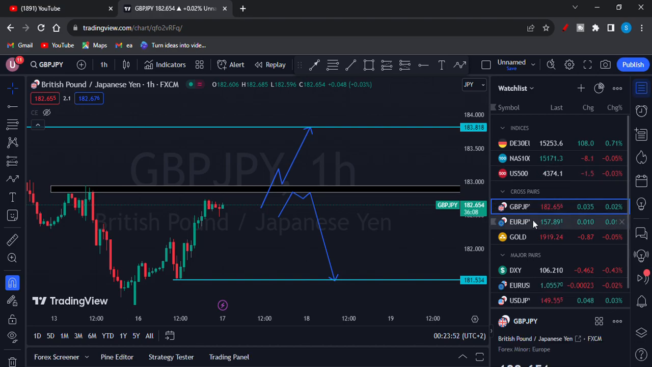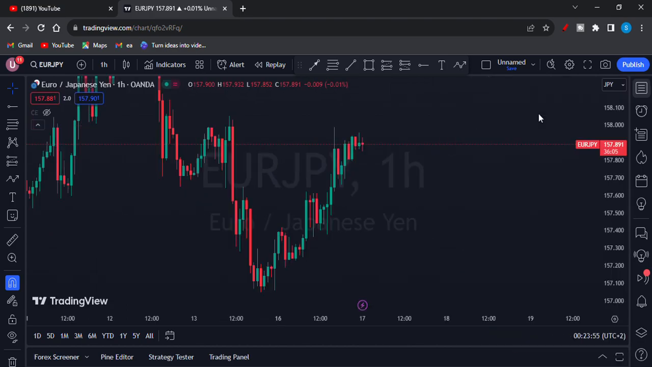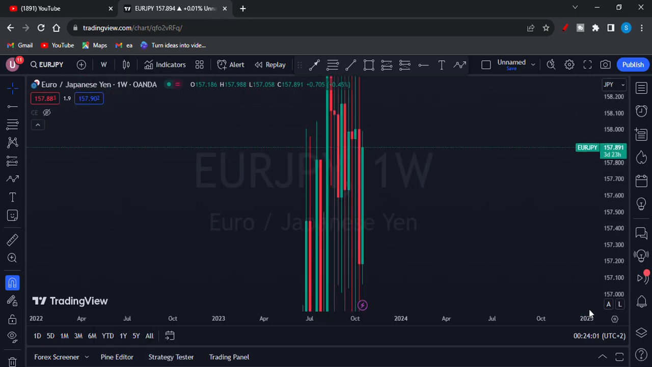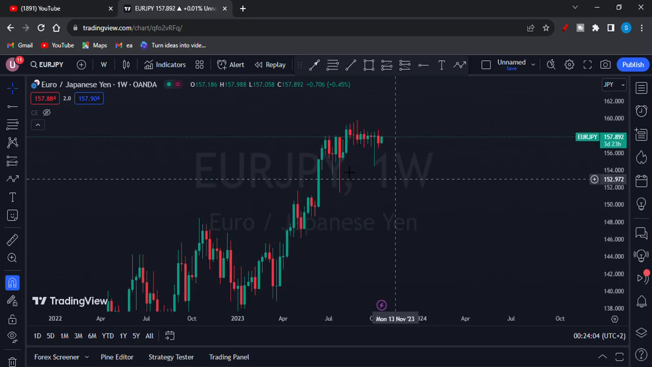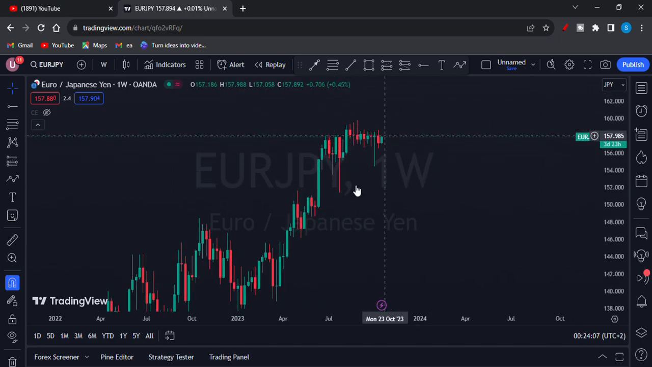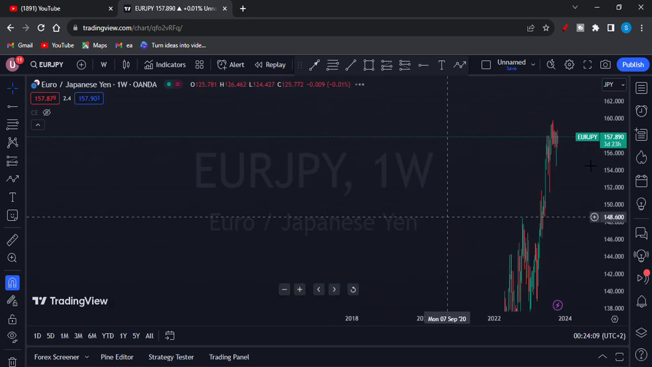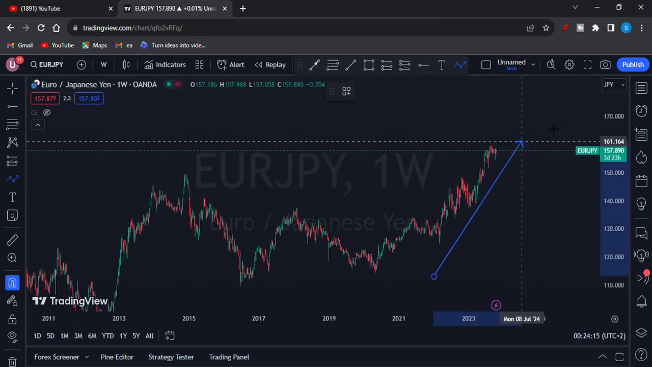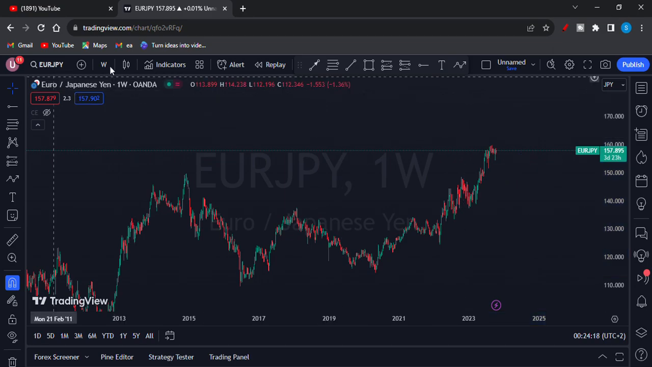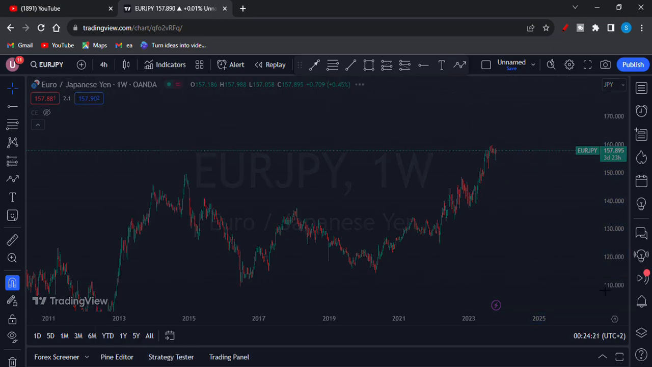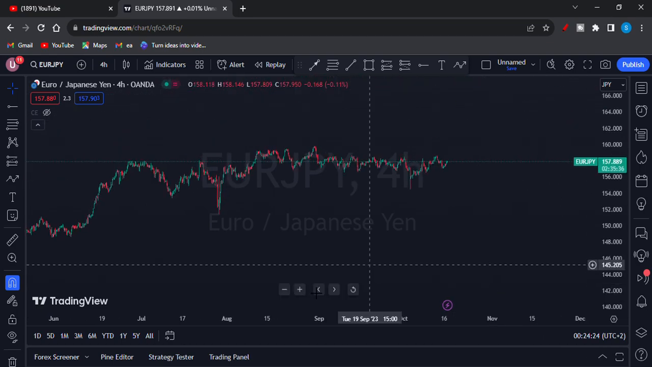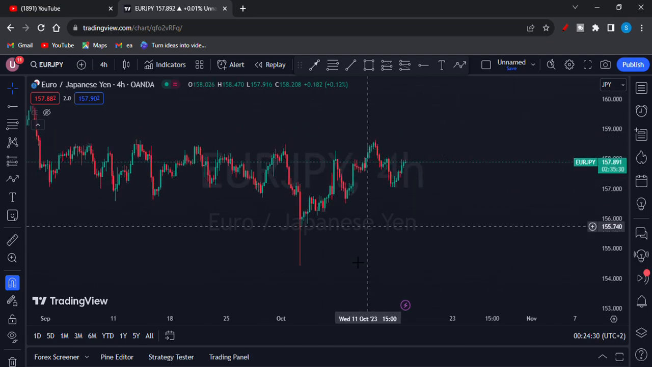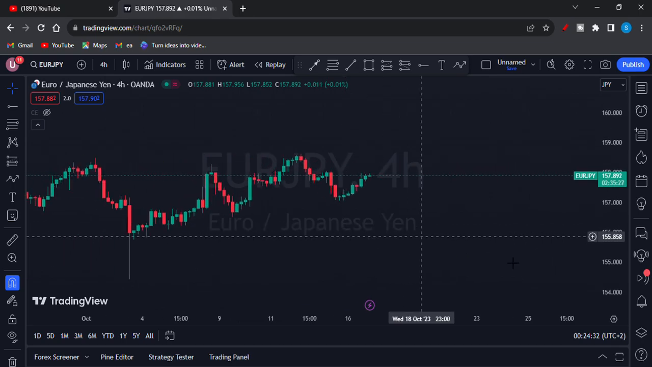And then let's go to EURJPY. Then on a weekly, geez, for EURJPY, you've been consolidating around here. That's hectic. So on a weekly, we are on an uptrend. And then on 4-hour, okay, let me just pull up this again.